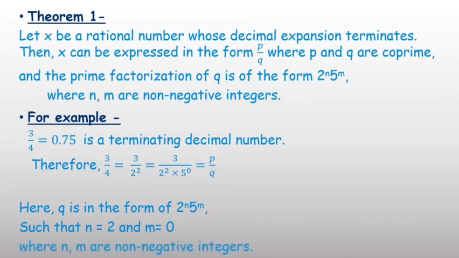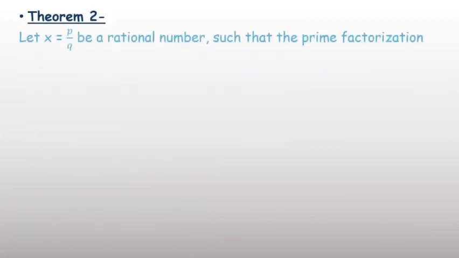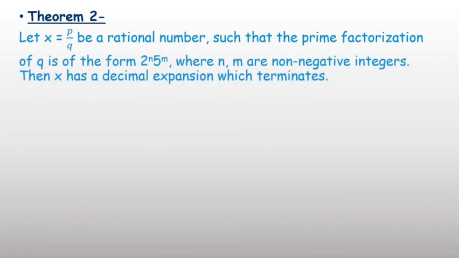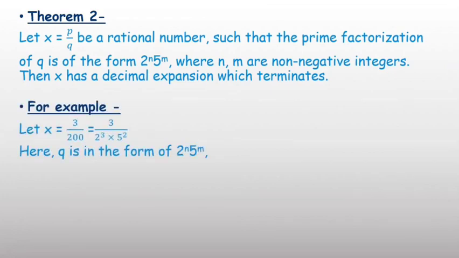Second theorem: x equal to p upon q be a rational number such that the prime factorization of q is of the form of 2 power n into 5 power m, where n and m are whole numbers. Then you can say x is a terminating decimal number, meaning for example x equal to 3 upon 200.